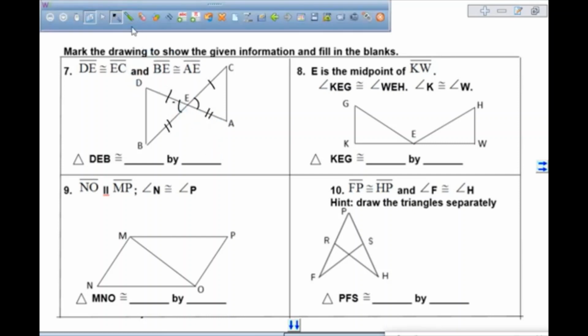So we've got a set of angles that are congruent, one set of sides, and a second set of sides. So this tells me that triangle DEB is congruent to triangle CEA. And we have two sides and the angle that's included, so it's by side, angle, side.